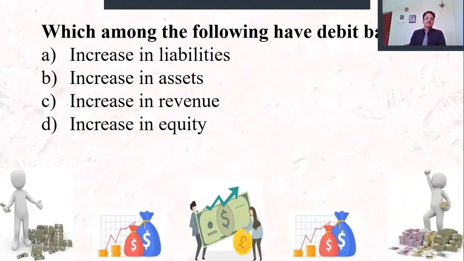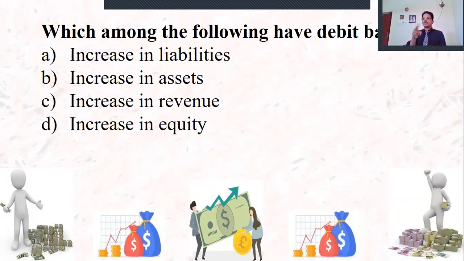Then we have: which among the following have a debit balance? It's also an easy question, all related to the rules of debit and credit. Increase in liability, you know already, liabilities, equity and revenue increase means credit, so it is not the answer. Increase in asset is correct. Asset or expense increase means debit. Increase in revenue and increase in equity are all credit.